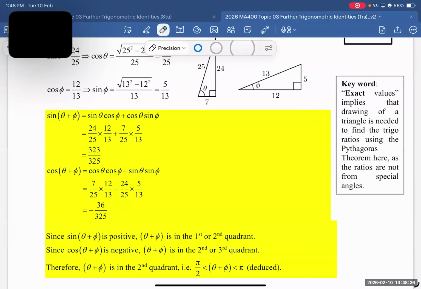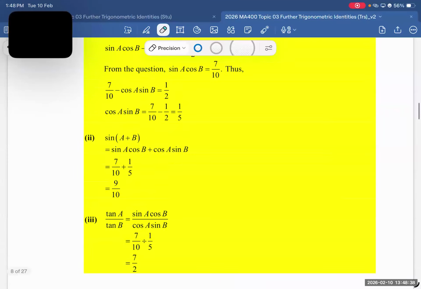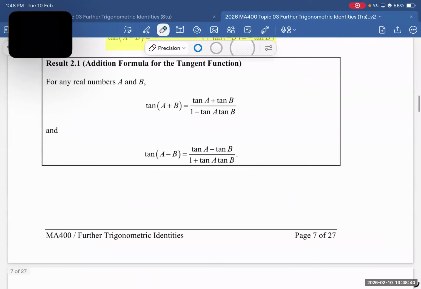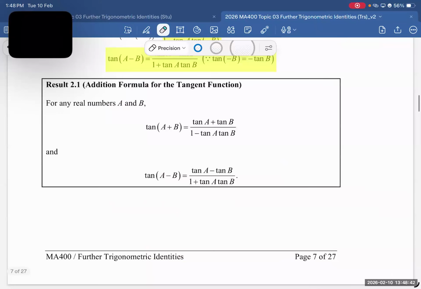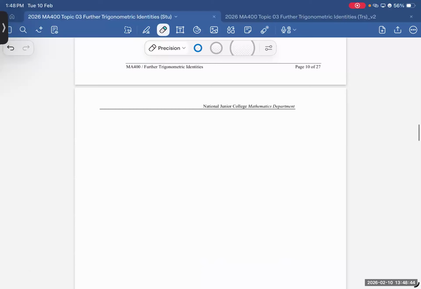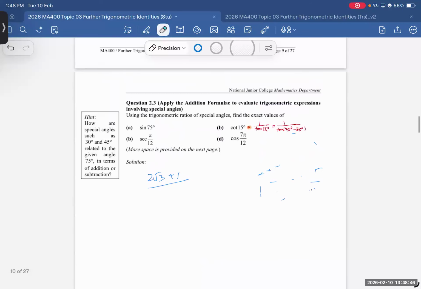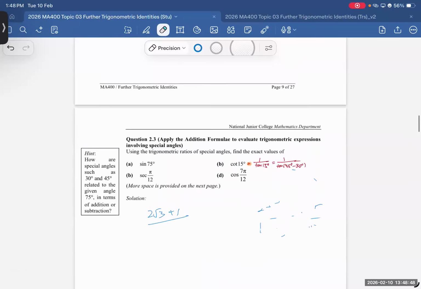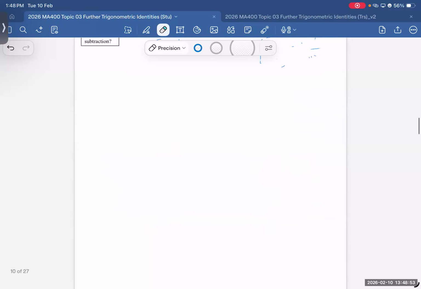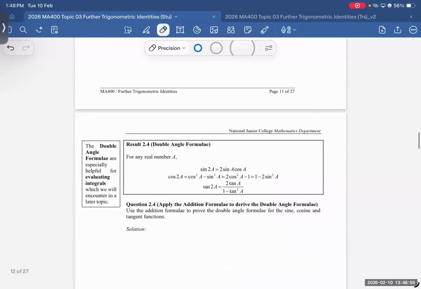So which question? This is question 2.4.5, right? Many of you are done with 2.3 already, am I right? Who is done with 2.3? Yes.